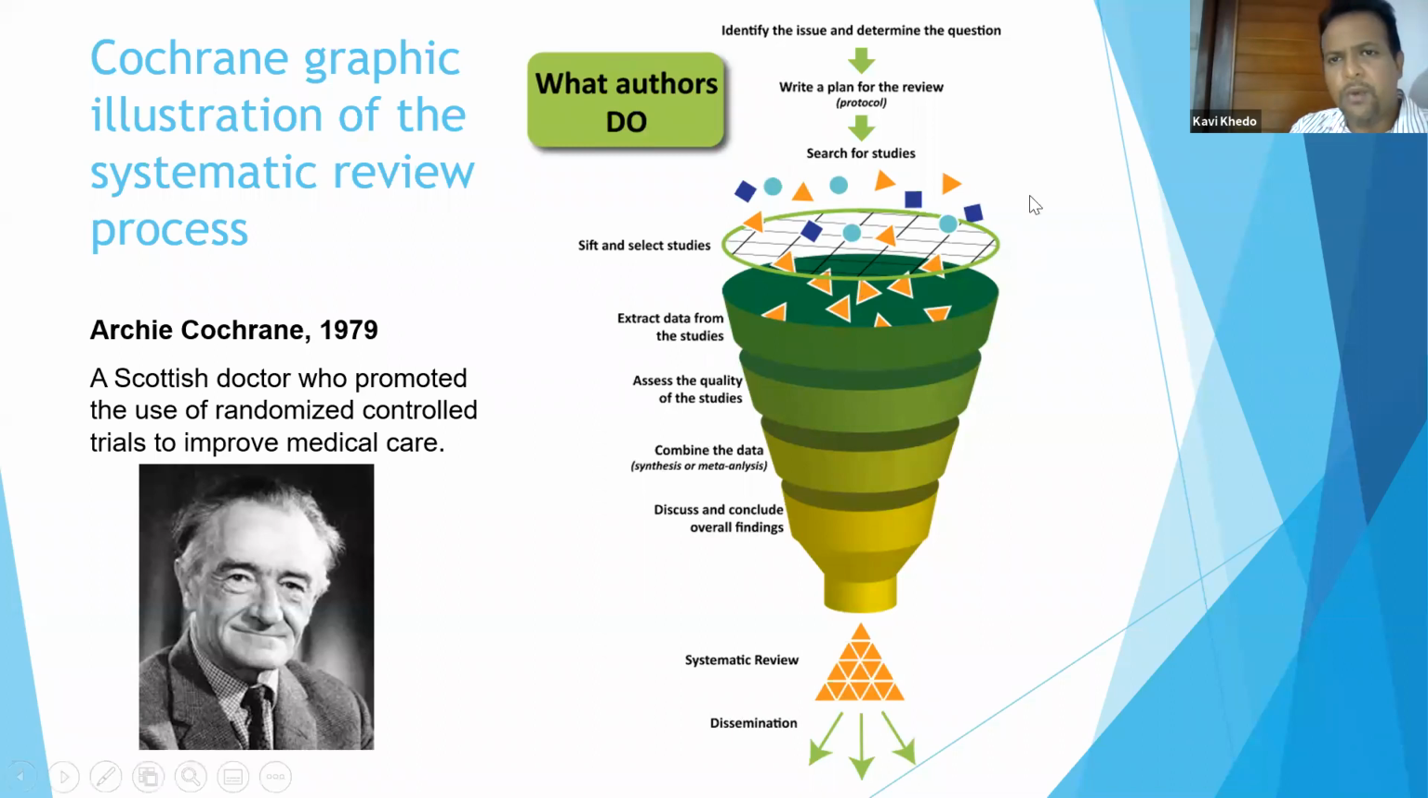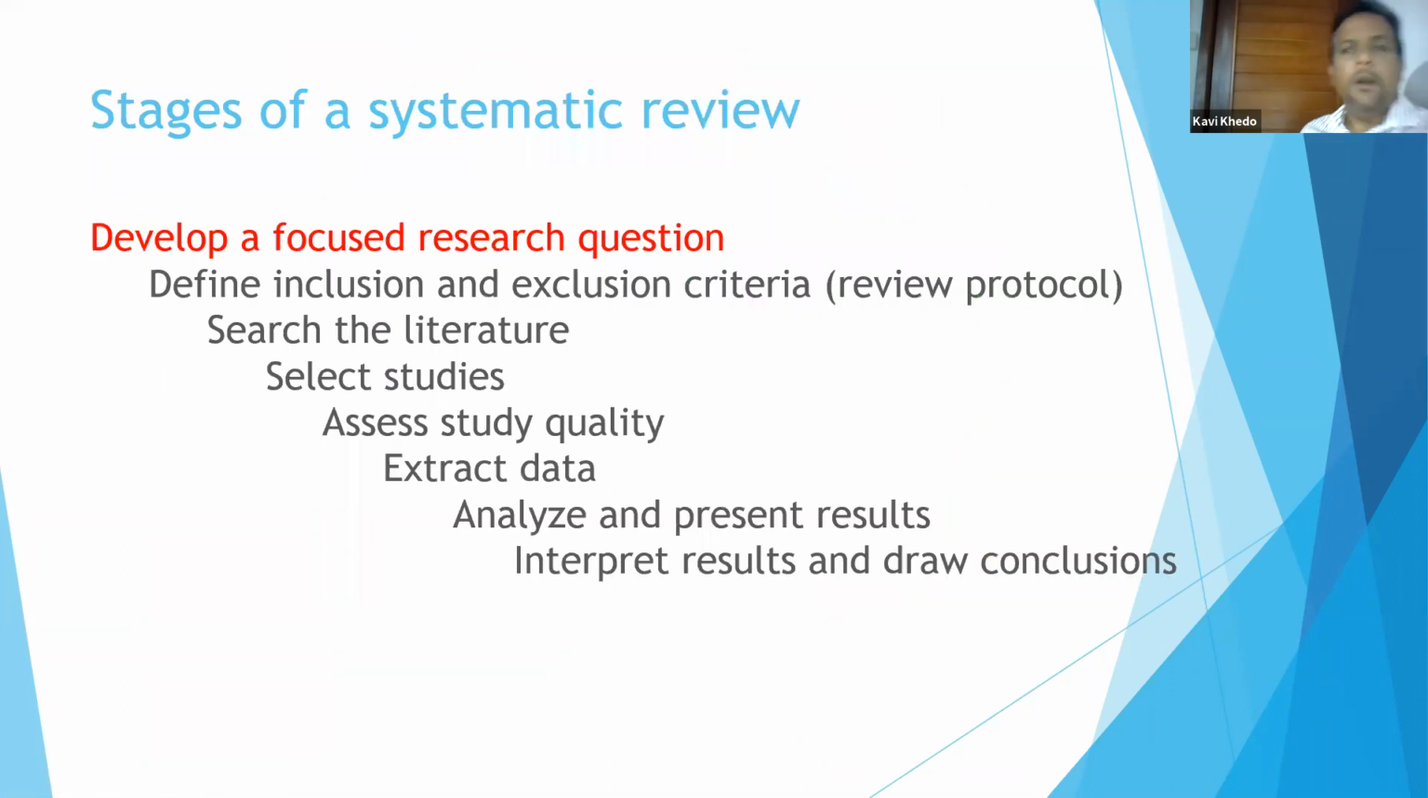You see at the top, you have some objectives that you need to set. You have a plan, you search for your studies, you select those studies, you extract data from the studies, you assess the quality of those data, you combine those data, you do your synthesis, you discuss and conclude, and at the end you have a systematic review that you disseminate to people. I will focus on those steps. I have simplified them as well. You will see in different literatures, they use different wording. I'm using very simple wording here.